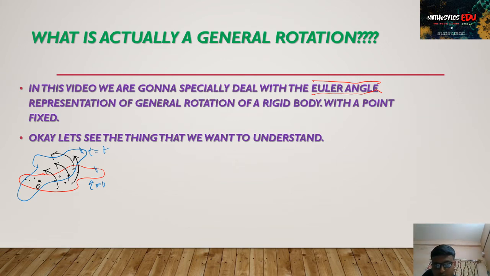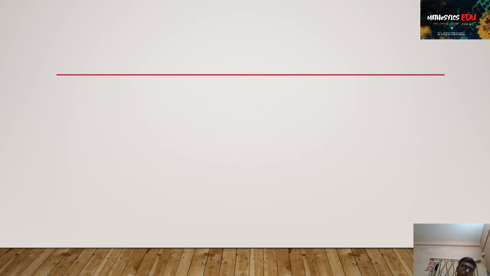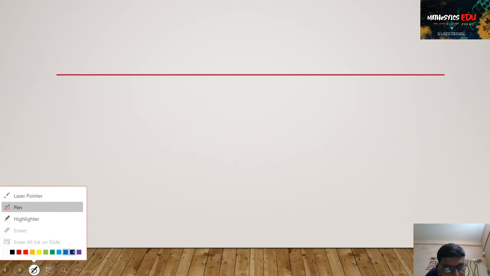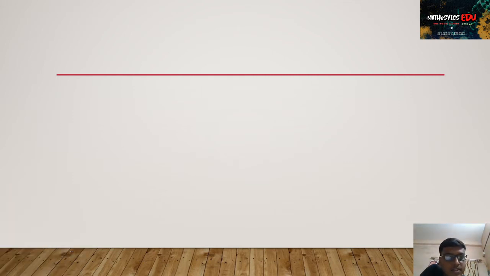So let's start it. Always when we deal with something general, we start with something simple. In the similar way, we are going to start with the simplest possible case, and that is, suppose we have an ellipse. This is not looking like an ellipse, so let me rub it to draw a proper ellipse.